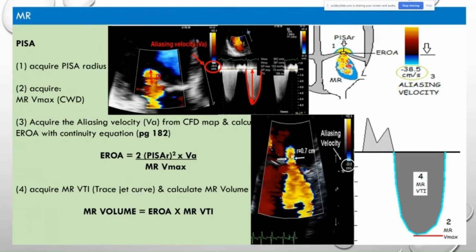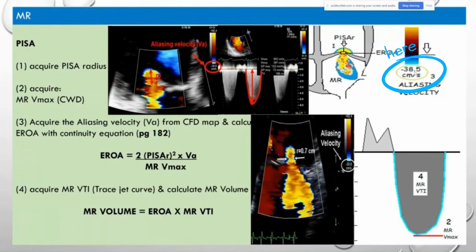This is the PISA. And you're going to get the MR Vmax using the continuous wave Doppler. That's when you trace down here. Remember, I told you guys, if it doesn't look like this, if you can't fully see the waveform, you do not trace it. And you're going to want to get the aliasing velocity from the color flow map, and you're going to calculate the effective regurgitant orifice area with the continuity equation. You don't have to do this. The machine will do it all for you. But these are the three things you need. You need the PISA, you need the MR Vmax by doing the tracing, and then the machine is going to give you this.